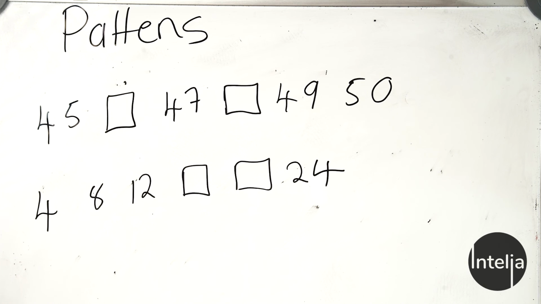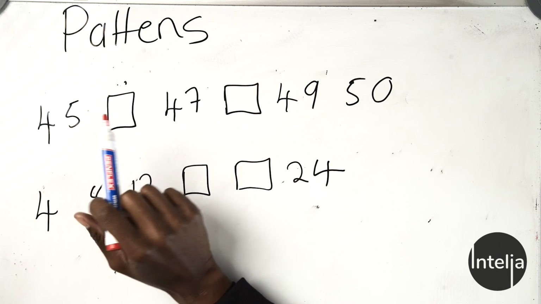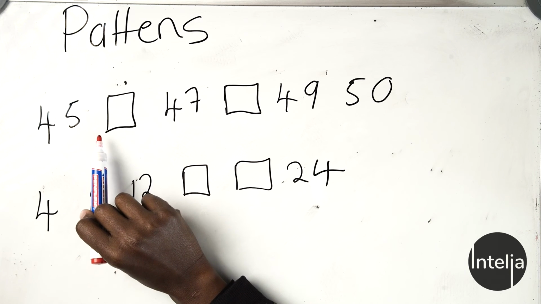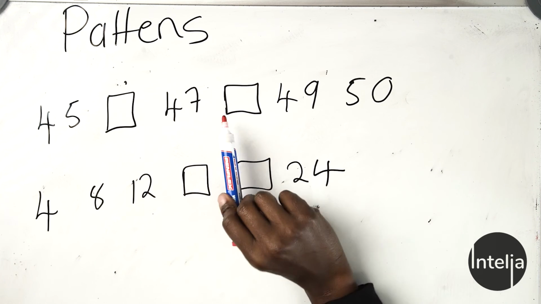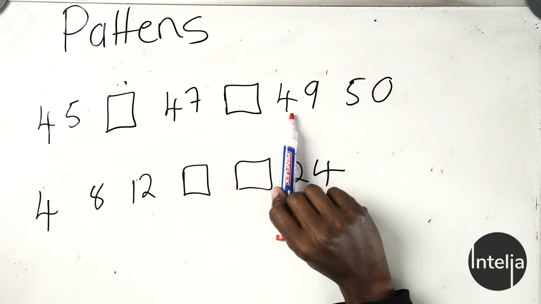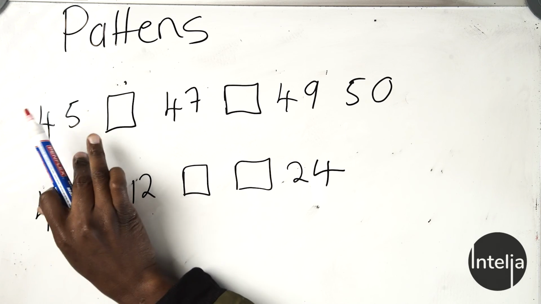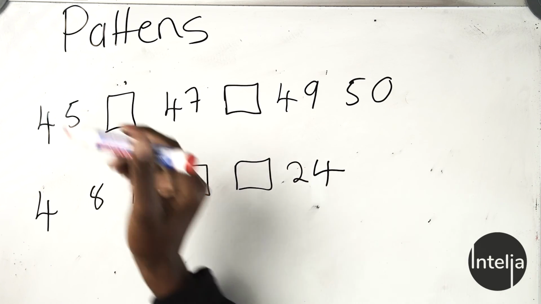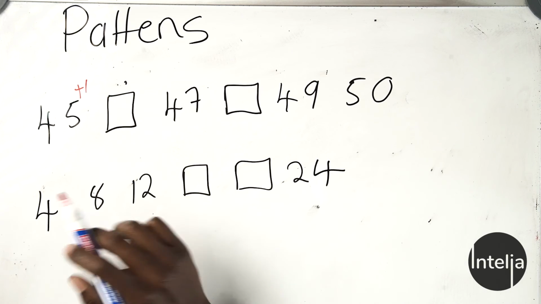So let's write down what our missing numbers are. Here we have 45. What is our missing number? And then we have 47. What is our missing number? And then 49 and 50. So the difference is only 1. So we just add a plus 1 here.